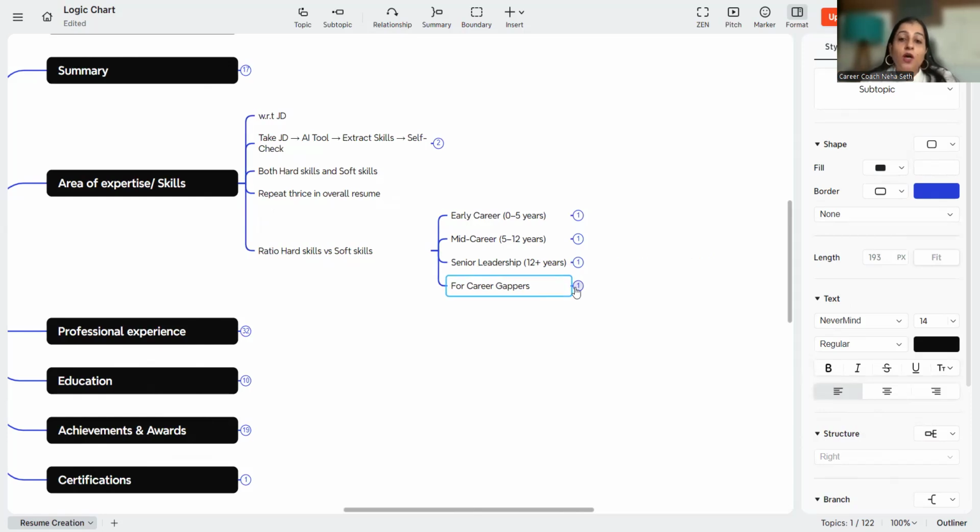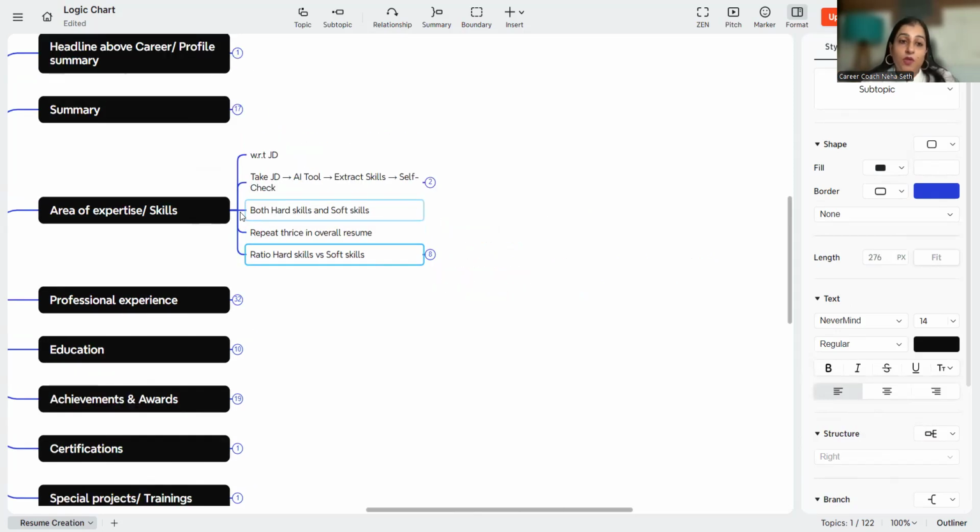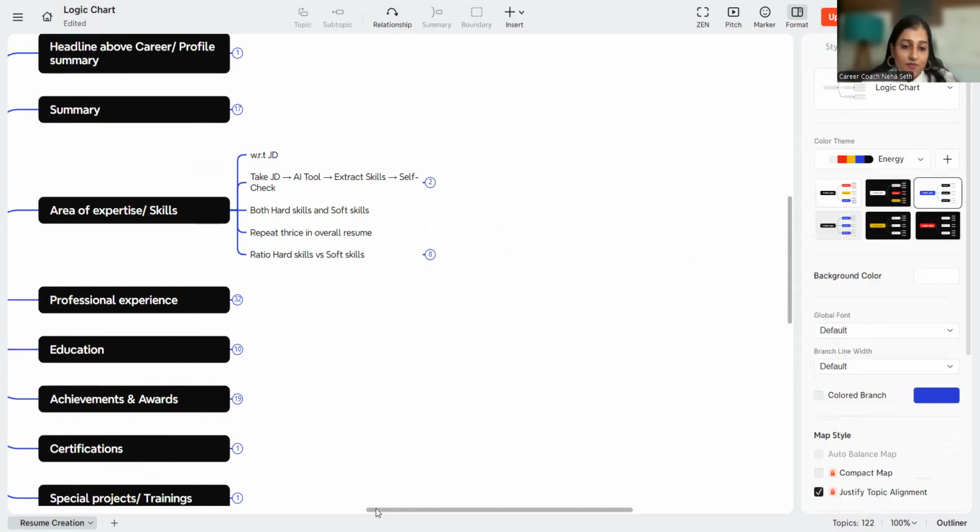And for career gappers, keep it 50-50, guys. 50% hard skills and 50% soft skills.